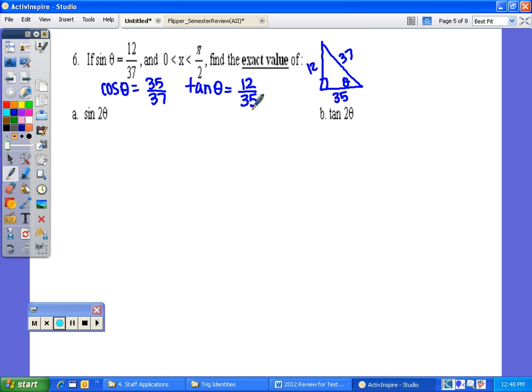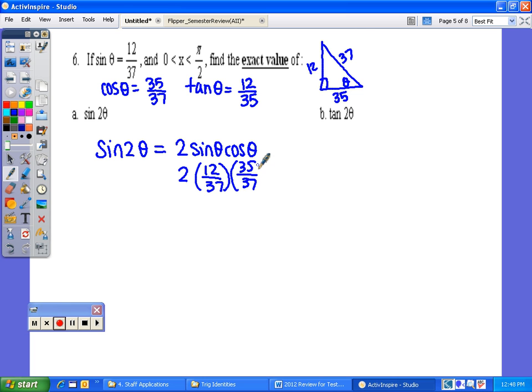Looking at the top of the paper, so you have to turn your paper around and look at the top, the expansion for sine of 2 theta is 2 sine theta cosine theta. Sine theta is 12 over 37, and cosine theta is 35 over 37. So now just multiply everything out and you'll get your answer.